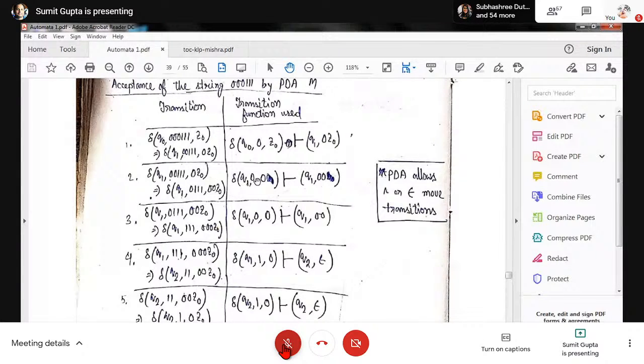We will not write Z0 here, because that is not a transition function. We are using a transition function. Why are we writing Z0 here? Because it is the starting state transition function. But after this, we will be using which transition function we have employed for doing the transition.